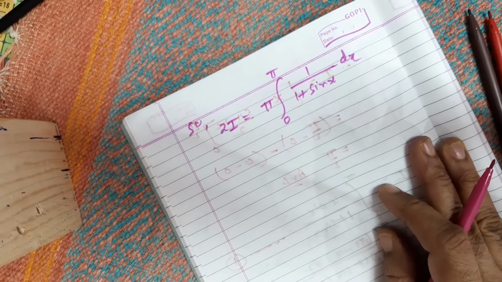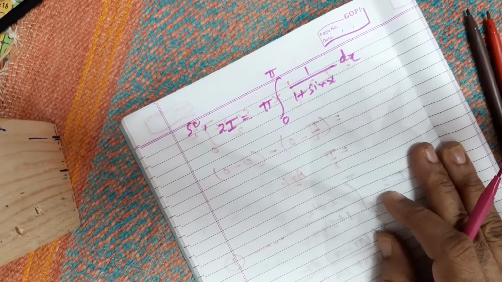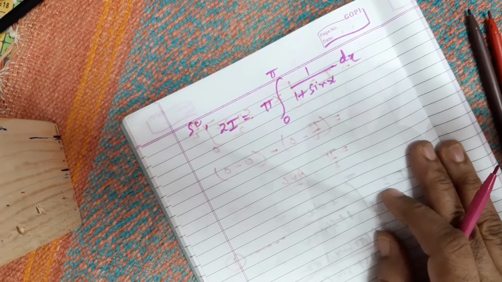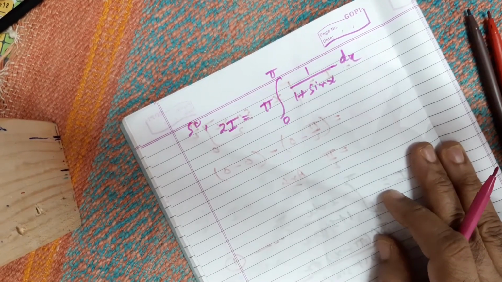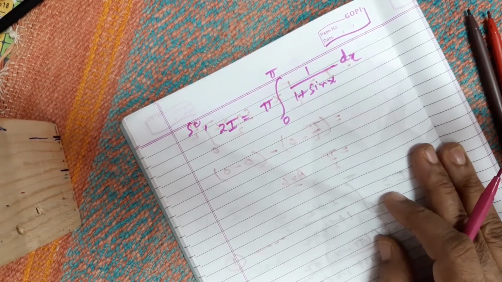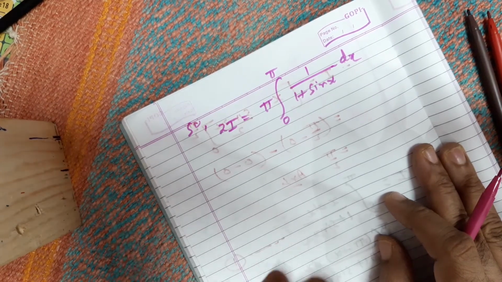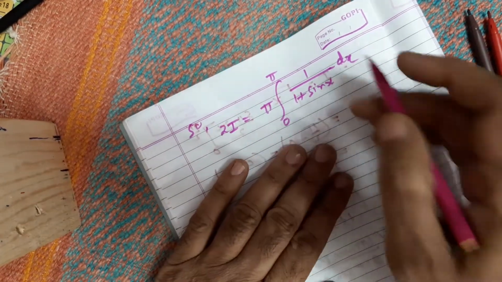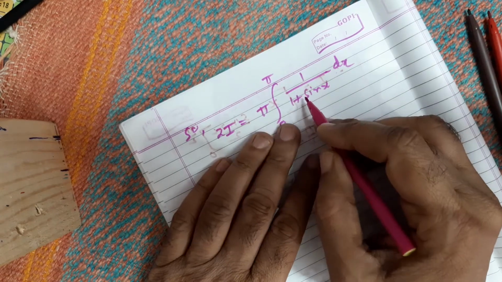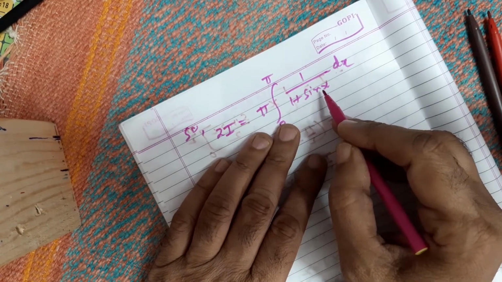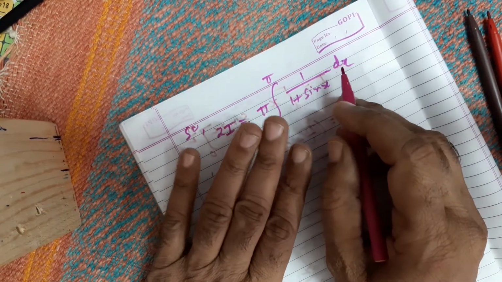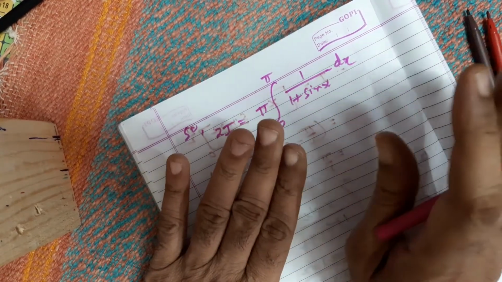Okay, students. Now once you get this, there is one important thing to be used in all these types of terms whenever they come. It is the type of term 1 upon 1 plus sin x. Similarly, remember it if you want to, or note it down.